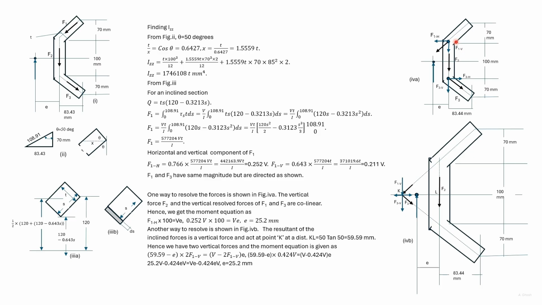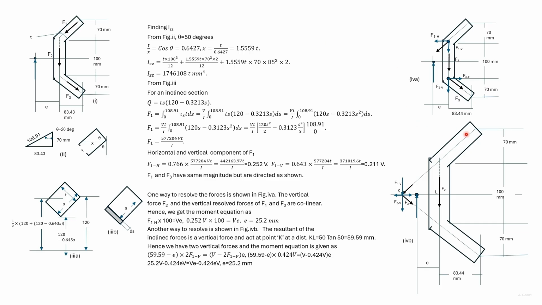Here we have resolved F1 and F3 at the corners. Then the horizontal forces create a couple and the vertical forces align with F2. The sum of all these vertical forces has to be V. So F1H into 100 is equal to V into E, as we have here. We substitute the value of F1H and get the value of E.